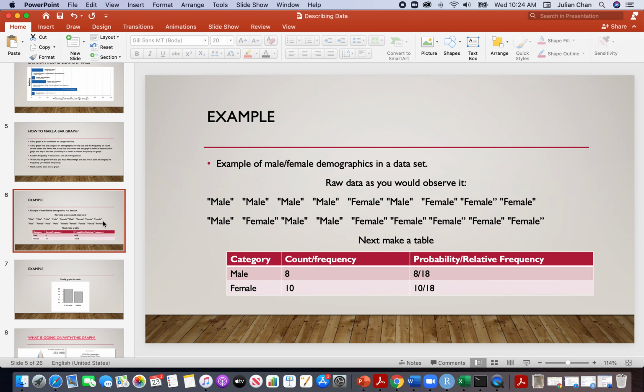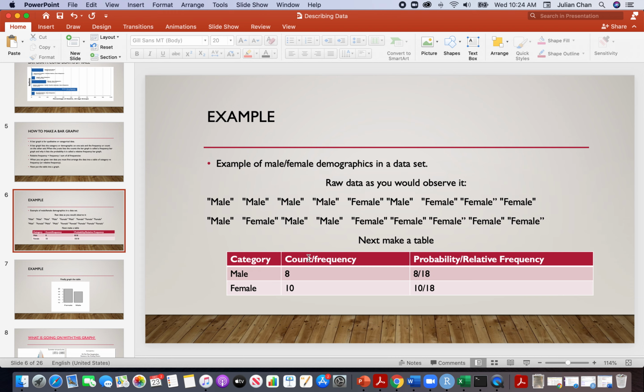So let's go through a quick example of this. Here is some demographic information, and this is how the data will occur to you in raw form. You'll just see the categories that occur, and you have to count how many males and females there are and put them into a category. So our categories are the different outcomes of this category. It's male versus female, and this is typical of most places of employment.